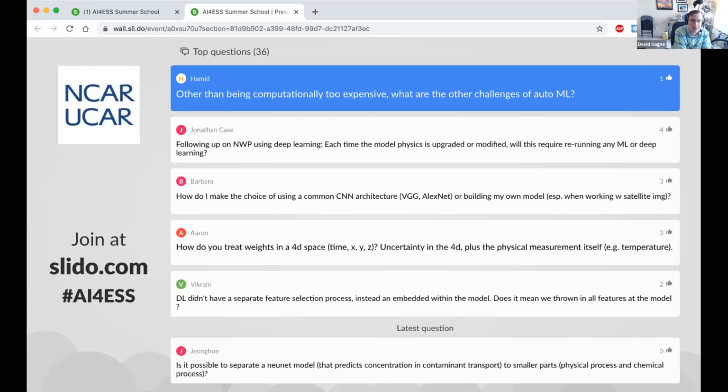Another question. I bumped it up from below, but I thought it would be interesting to discuss with this group. Other than being computationally too expensive, what are the other challenges of AutoML?